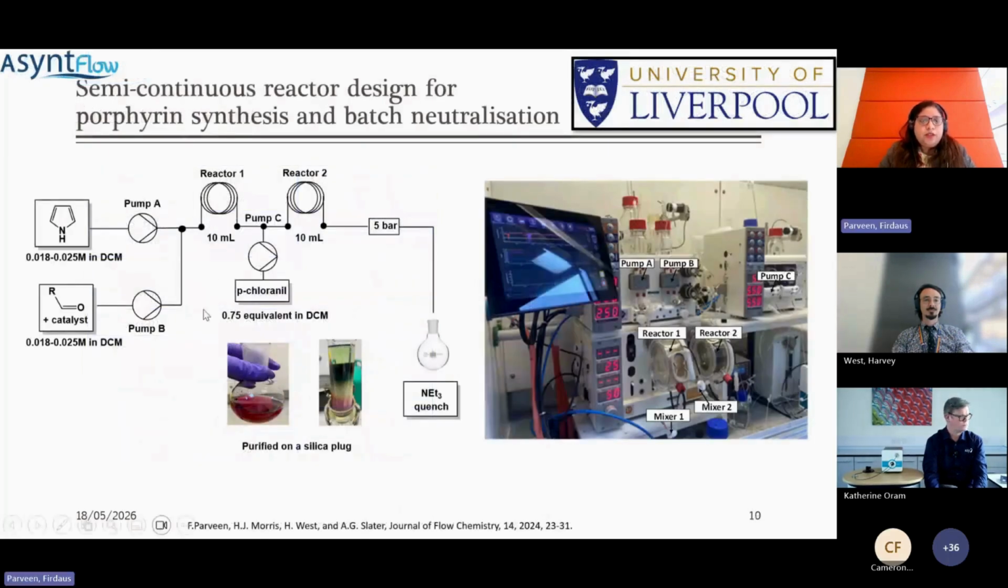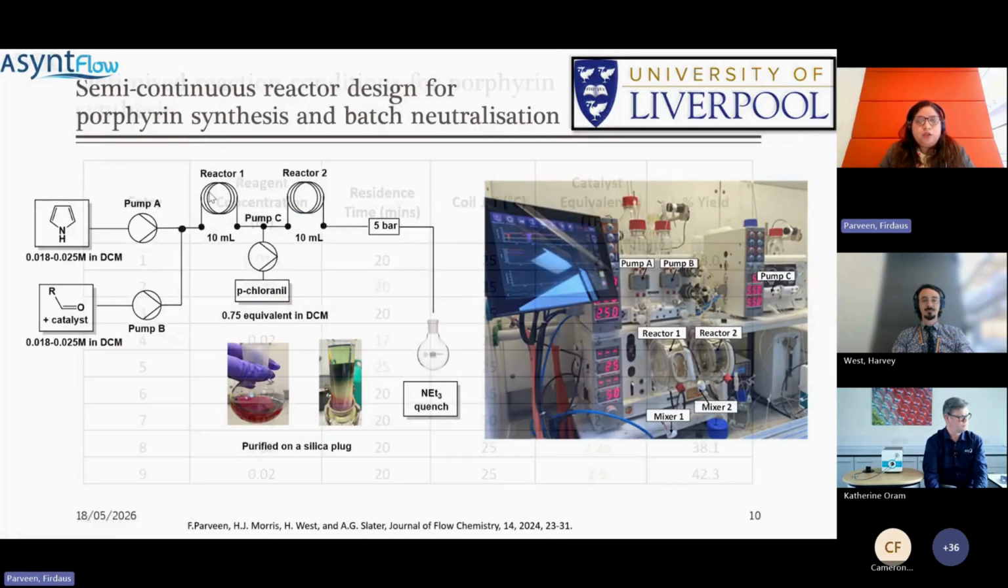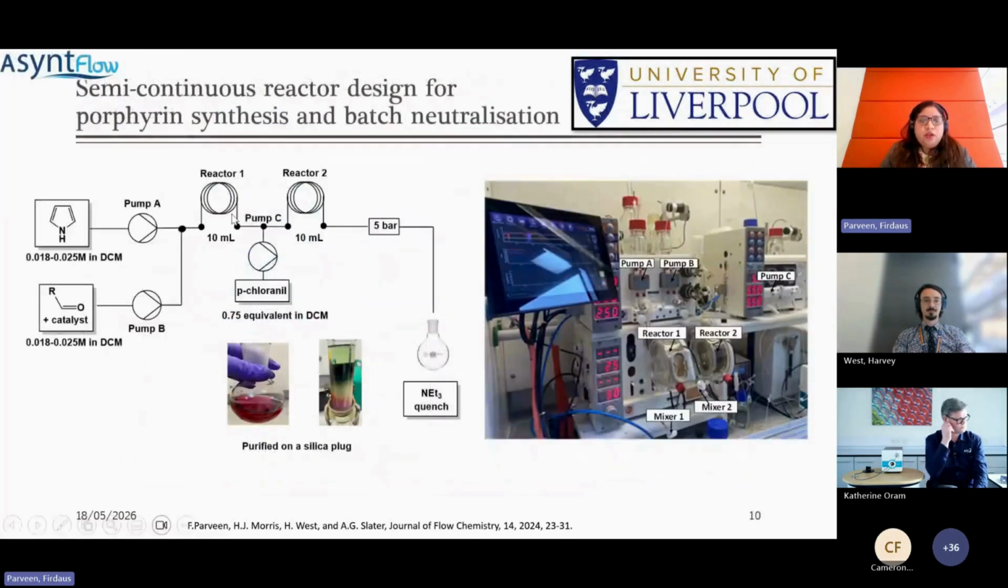We set up a reactor having 2 pumps which can pump aldehyde and pyrrole together in a reactor, one where condensation happens, and then the intermediate porphyrinogen will get oxidized by addition of chloranil in reactor 2. The reaction mixture is collected in a round bottom flask, which already contains triethylamine as a quench. This reaction mixture is then purified on a silica plug to get the purified porphyrin.